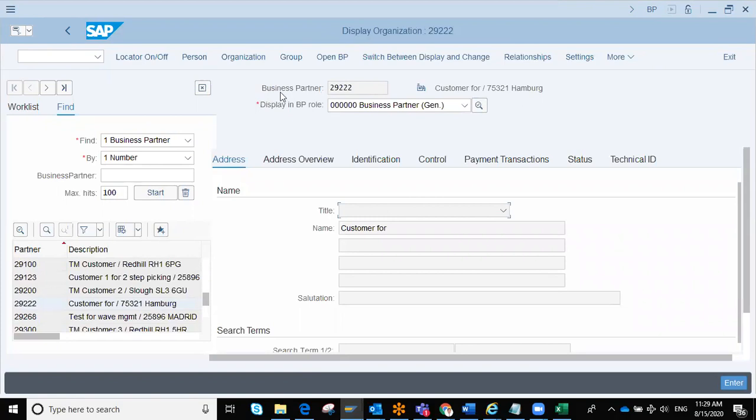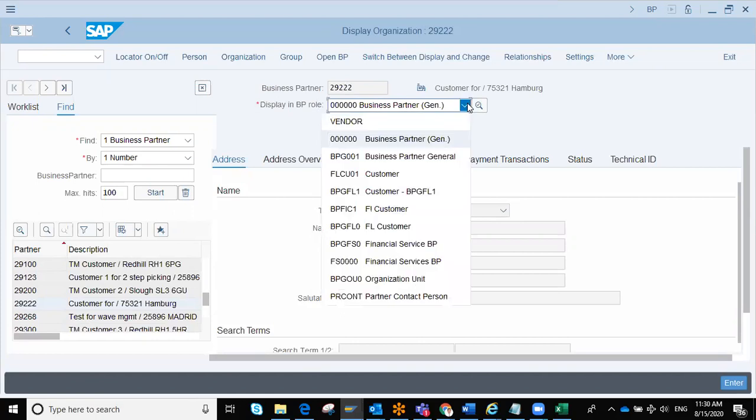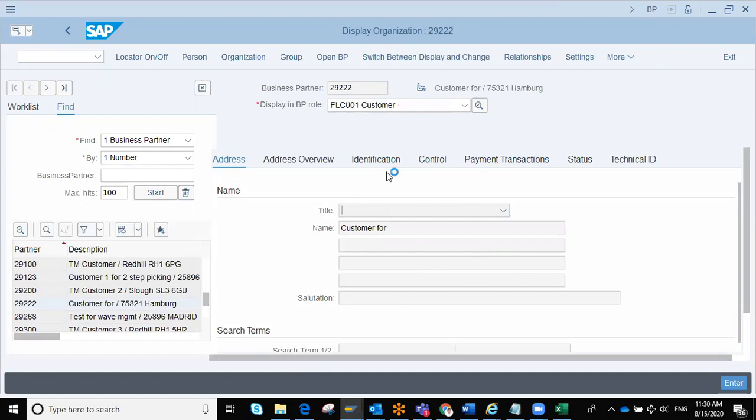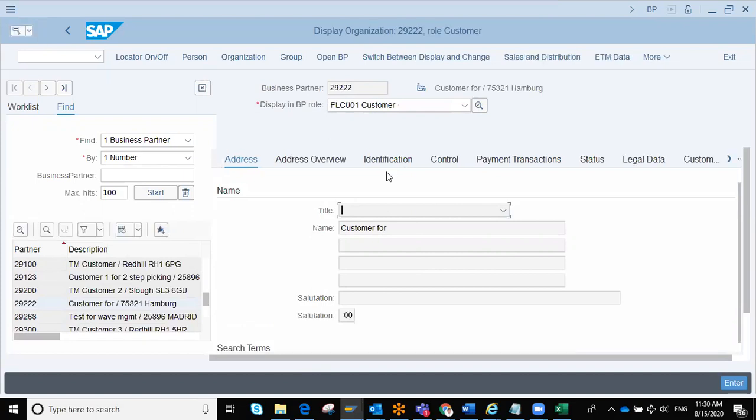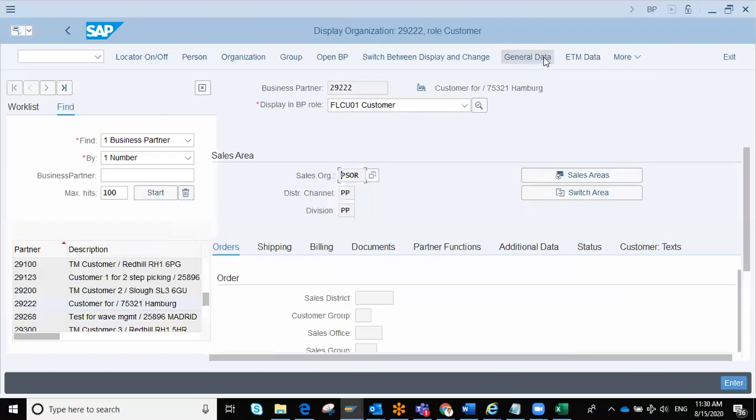So this customer is having very specific business partner number followed by BP role. BP role, just like you can say account grouping role, which is available for business partner general, followed by customer, okay, FLCU01. So let us see. So here customer has got very specific data. So customer is a master data for SD. So you can go there.